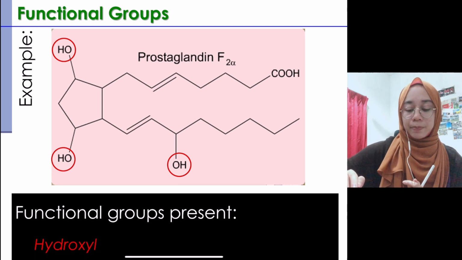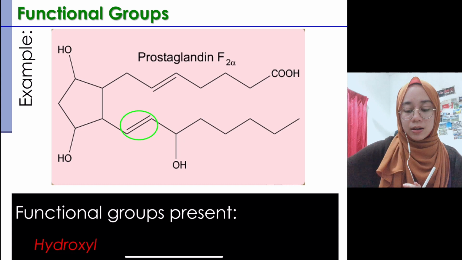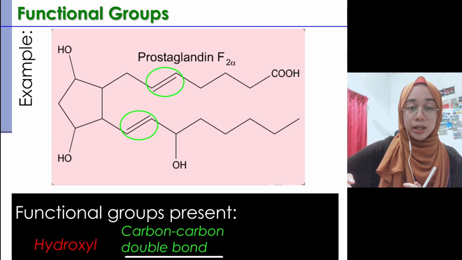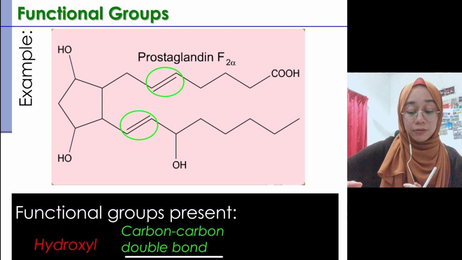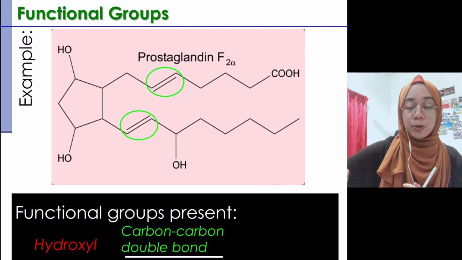Ada 3 lah. Okay. And then, the next one, we also have apa kat situ? Ada double bond. Okay, ada 2 double bond. So, what's the name of this? So, this is what we call as carbon-carbon double bond. Okay, it's just that if you are asked the class of compound for carbon-carbon double bond, so the answer will be alkene. Okay, tapi untuk yang ni, dia tanya functional group. So, your answer should be carbon-carbon double bond.